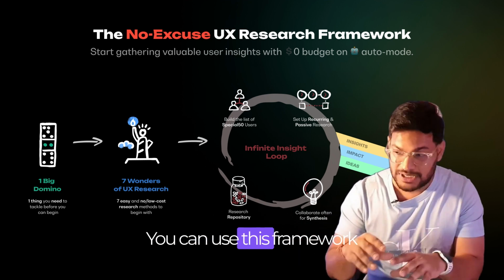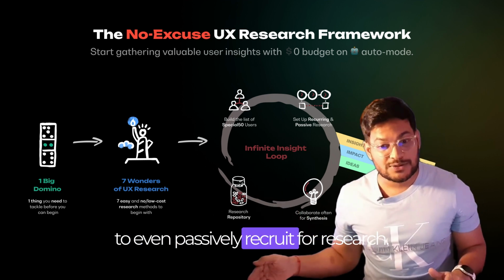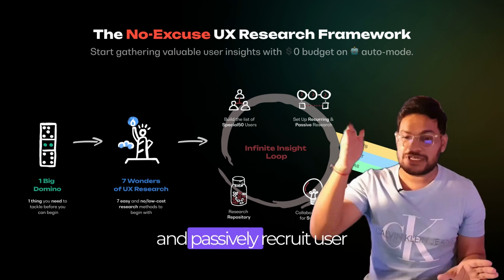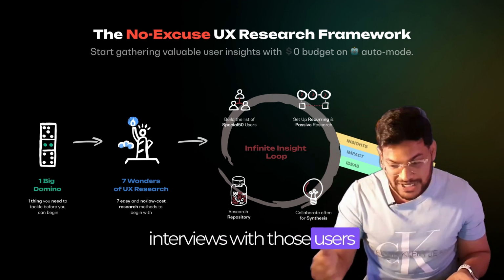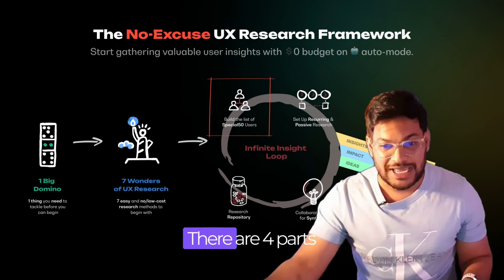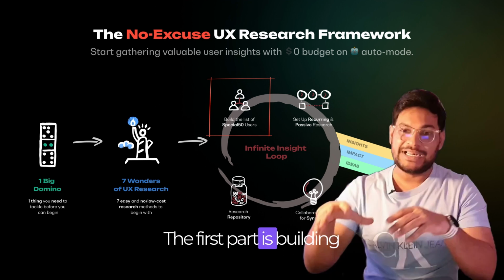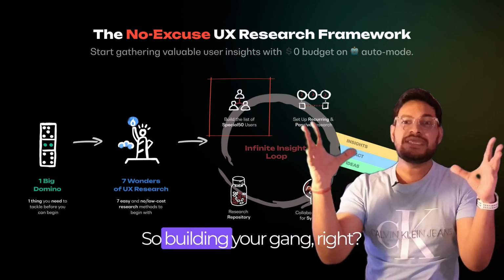You can use this framework to even passively recruit research. You can literally define certain conditions and passively recruit user interviews with those users using automation. There are 4 parts within the infinite insight loop. The first part is building your special 50. So building your gang, right?